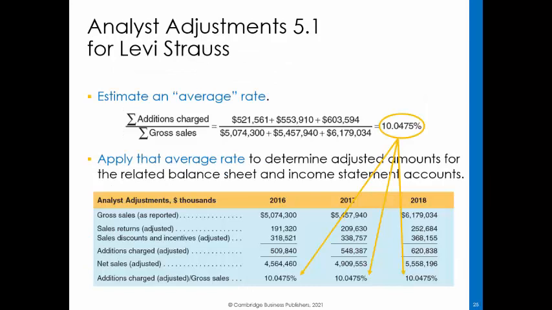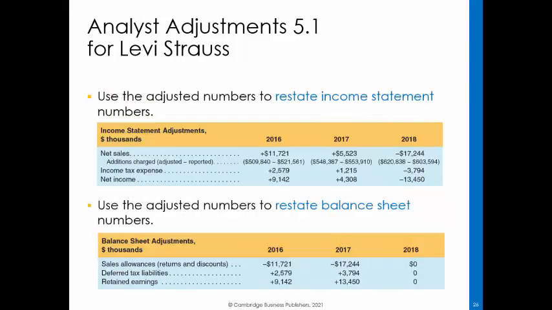This slide illustrates the Analyst adjustment for Levi Strauss for additions charged to gross sales. First, we would calculate the average ratio of additions charged to gross sales by summing the total additions and total sales for the 3 years and dividing the total additions by the total gross sales to determine the average. Then we would apply that average amount to determine the adjusted additions charged and adjusted sales as shown on the slide. Next, we would carry the adjusted numbers through the income statement to determine the adjusted net income after applying the statutory tax rate of 22% in all 3 years.